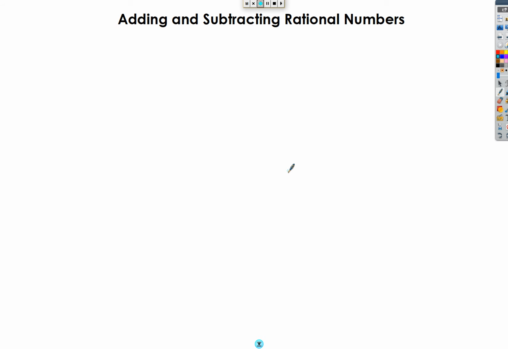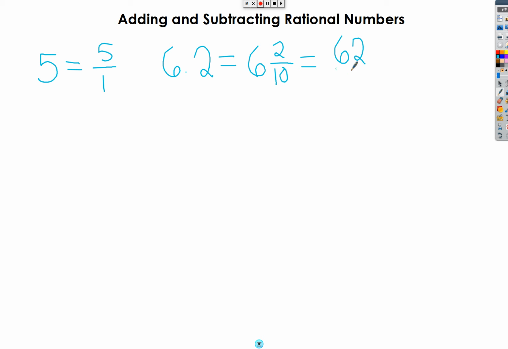So in this video, we're going to review adding and subtracting rational numbers. First, a rational number is any number that can be written as a fraction. And so if you look at the number 5, we can rewrite that as 5 over 1, so this is a rational number. The number 6.2 can be written as 6 and 2/10, which can also be written as 62/10, which is a fraction.